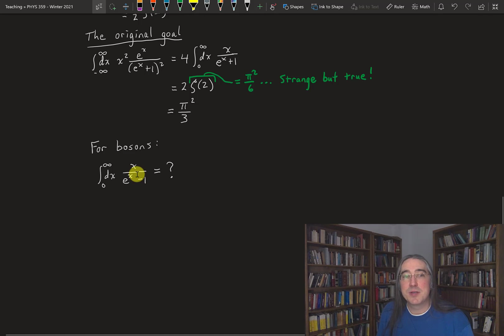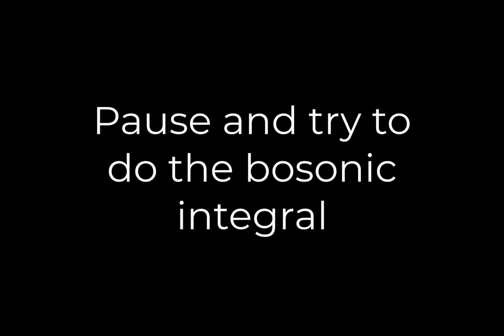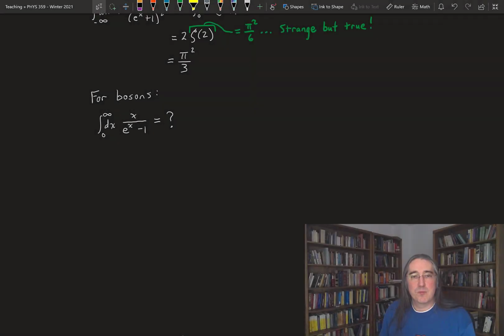So I'm going to let you take a few minutes and see if you can follow through the same steps that we did for the Fermi-Dirac distribution to get a value for this integral. Were you able to work through it? Okay, I hope so. Let's take a look.